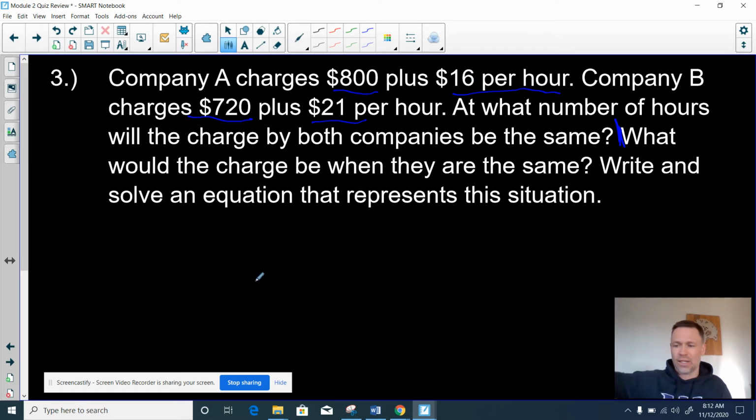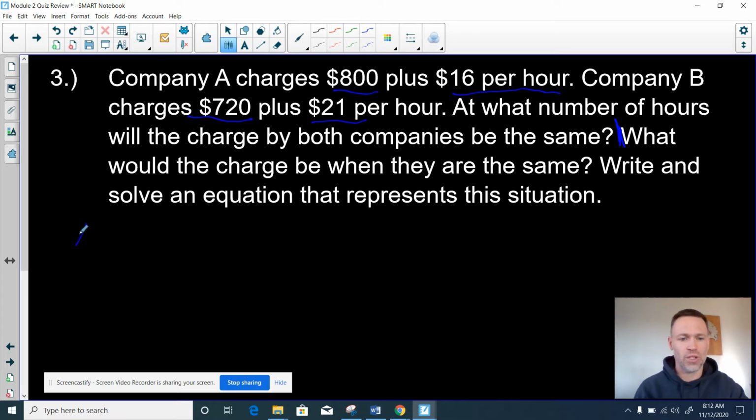And if it goes on and on and on, they're going to charge you less per hour at a certain point. But there will be a point where both companies will be very similar in cost for an amount of time. That's what we want to figure out. It says, what will that charge be when they are the same? Write and solve an equation that represents the situation.